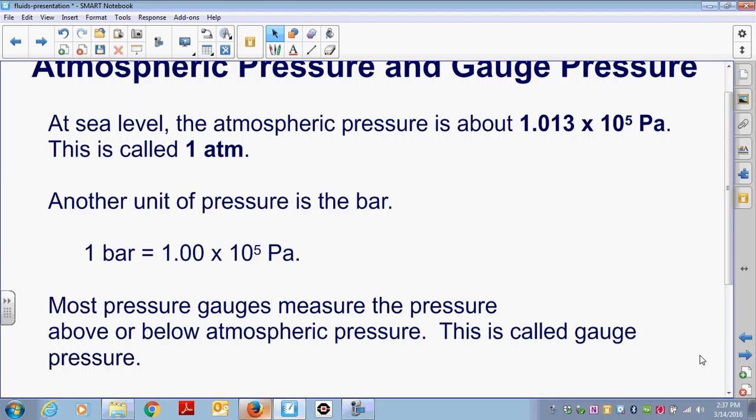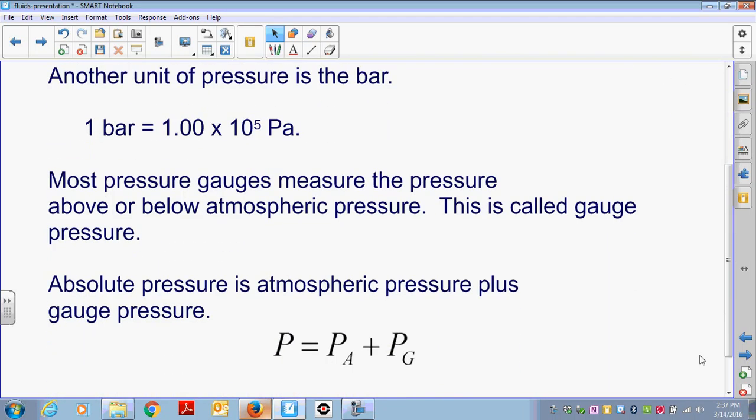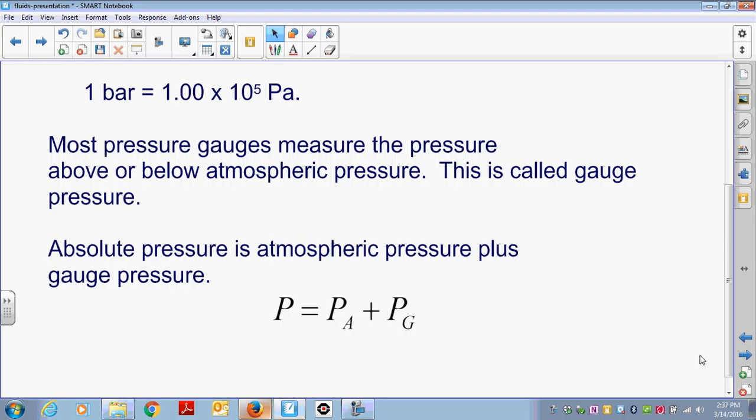Most pressure gauges measure pressure above or below atmospheric pressure. We call this the gauge pressure. Atmospheric pressure is the pressure due to the atmosphere or the column of air sitting above you. Absolute pressure is the atmospheric pressure plus your gauge pressure. Absolute pressure is measured from a pure vacuum of 0 pascals.